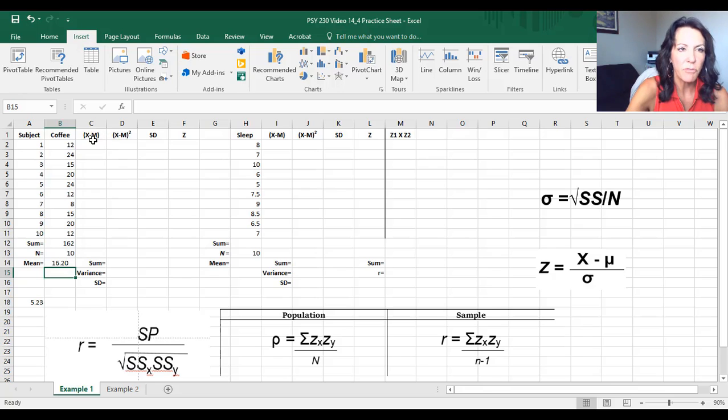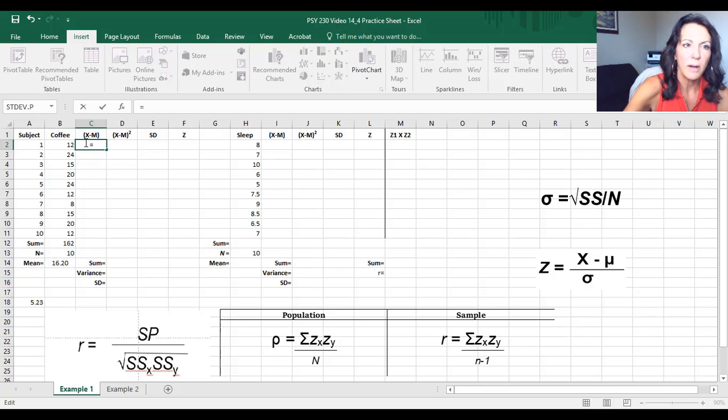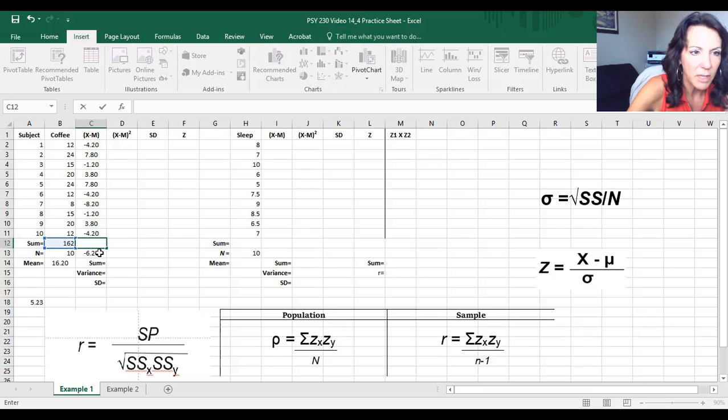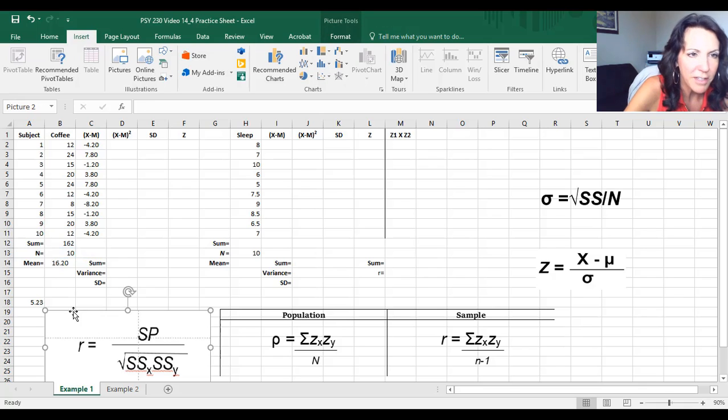So again, this is our formula for standard deviation here. We're going to take each score and subtract the mean of 16.20. And I'm going to take this, I'm going to drag it down. Oh, it included these down here. I don't need to do that. I only want the actual scores, not all of this. So this, if you add it up, it should equal 0. I'm not going to do that right now. I'm going to trust myself.